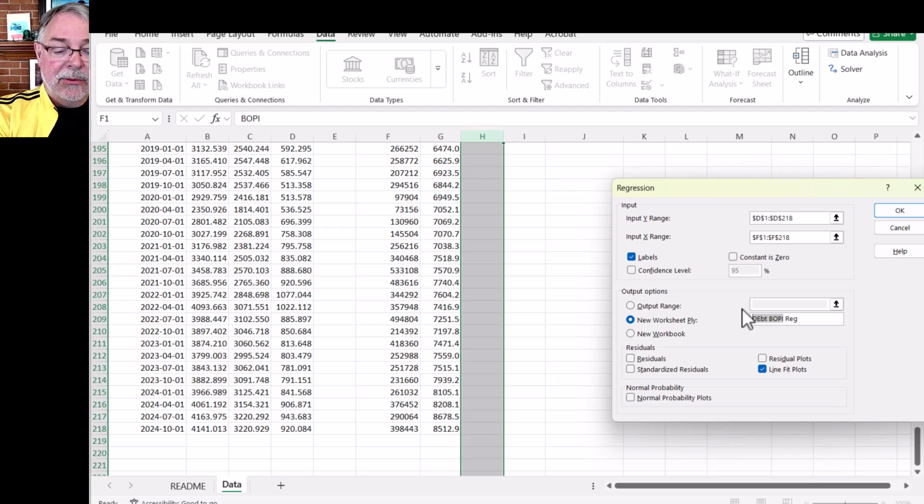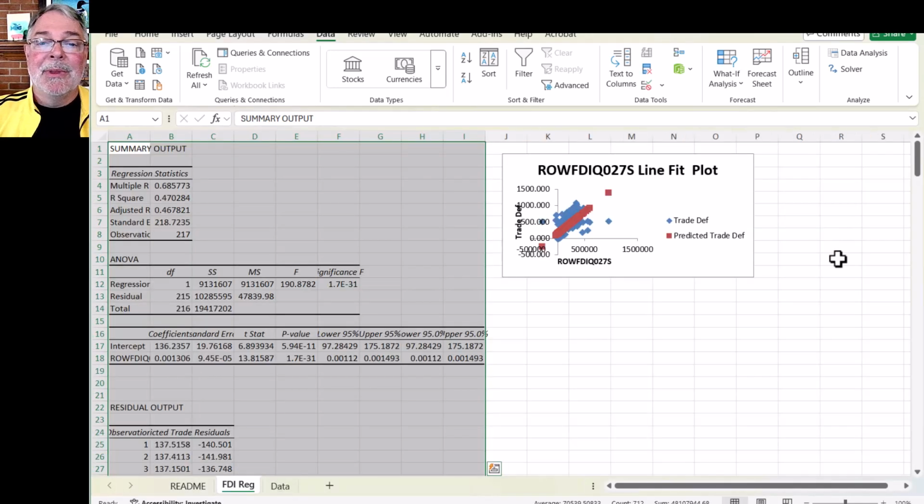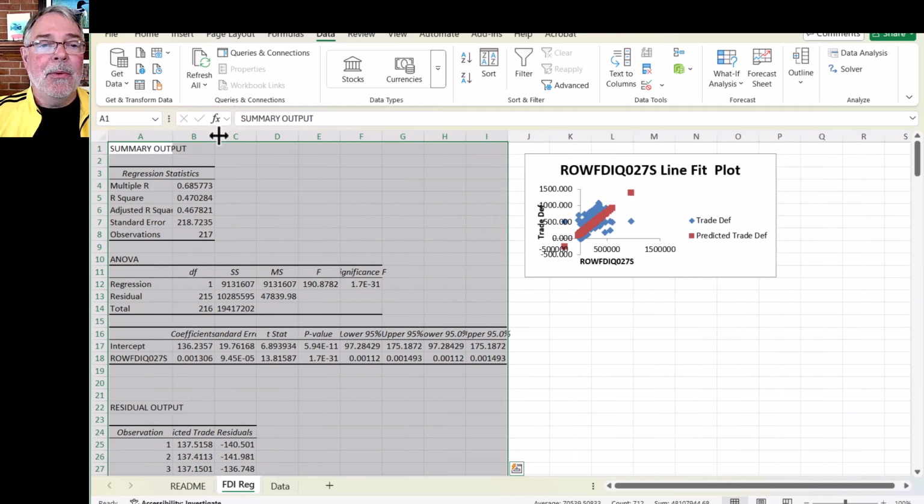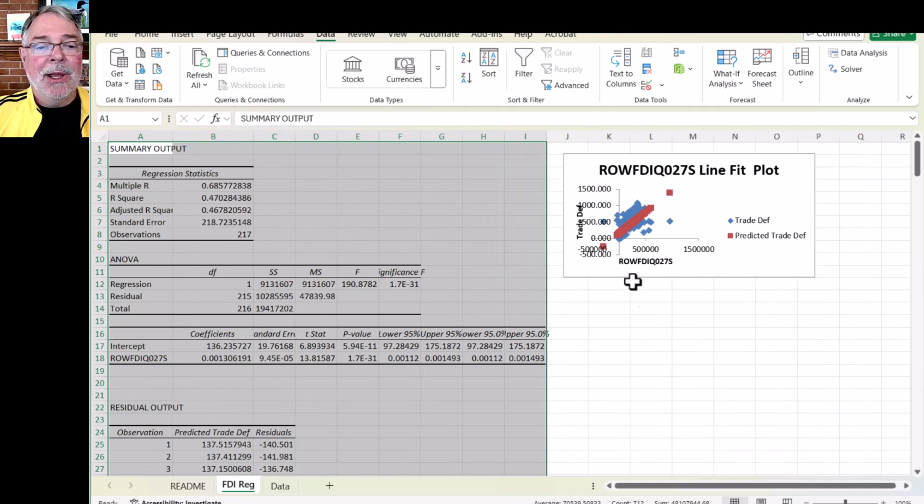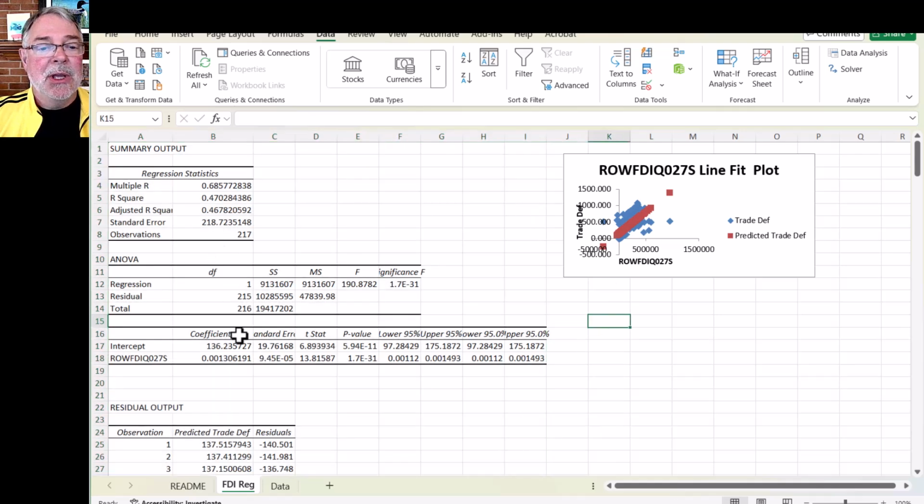I'm going to use my original things here. Create a new sheet. I've got labels. I've got the line fit plots, which are going to show us a pretty little picture, and bam. So we've sort of been here before, but like I say, we have slightly different data. So let's see if anything changed.